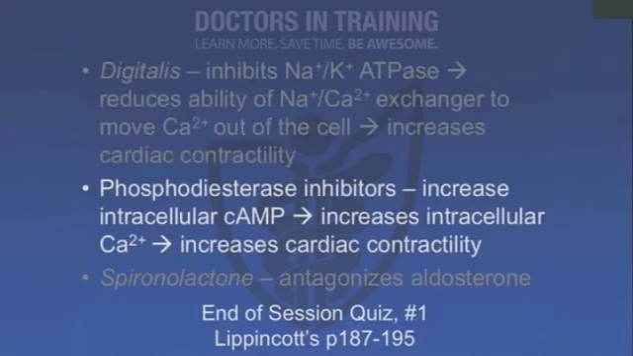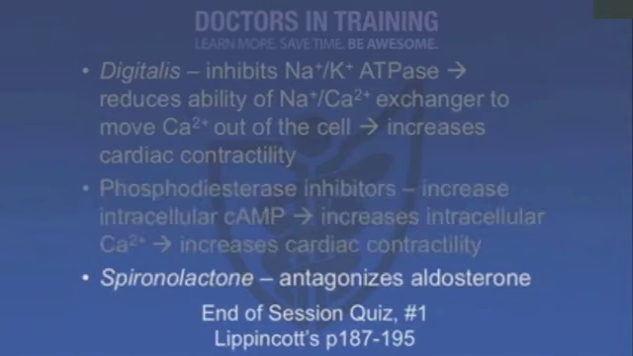Phosphodiesterase inhibitors increase intracellular cAMP, increase intracellular calcium, and increase cardiac contractility. And then spironolactone antagonizes aldosterone. Next question. Match the following clinical descriptions with the most appropriate therapeutic agent.